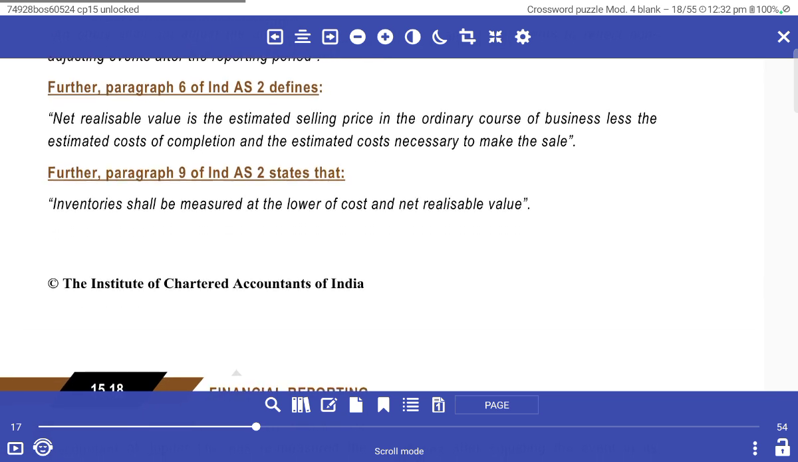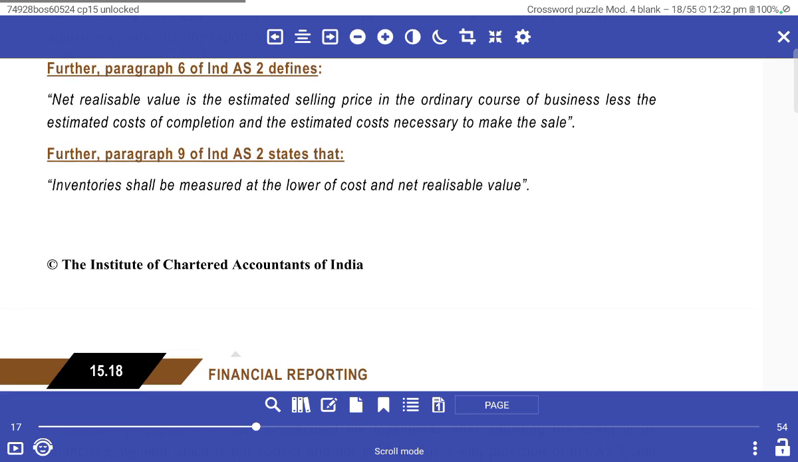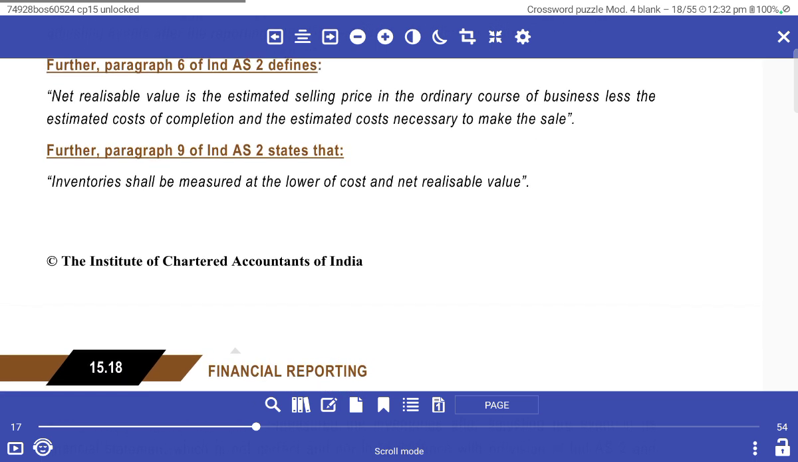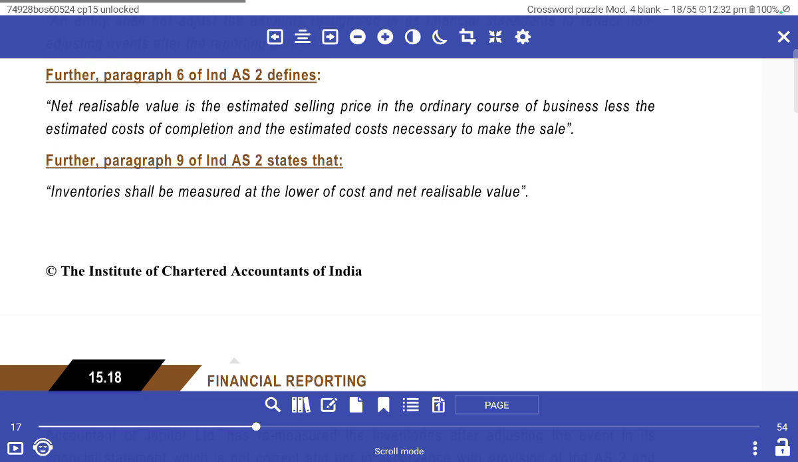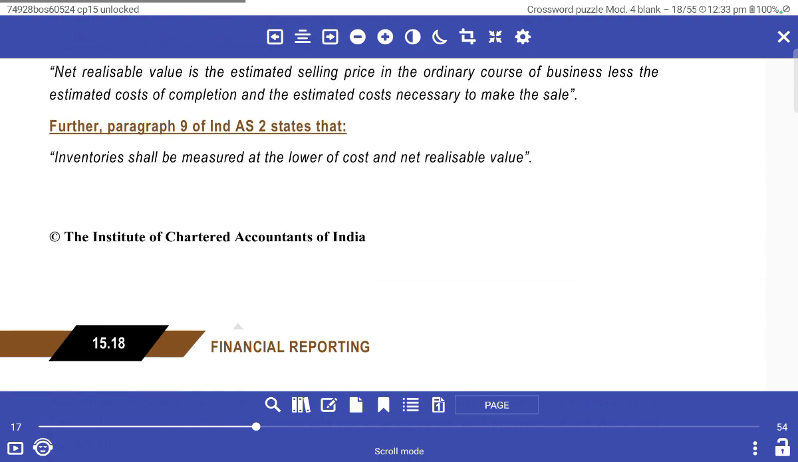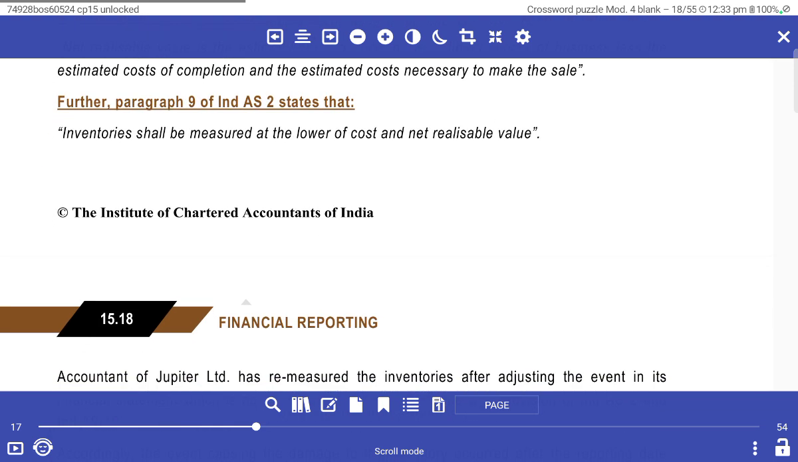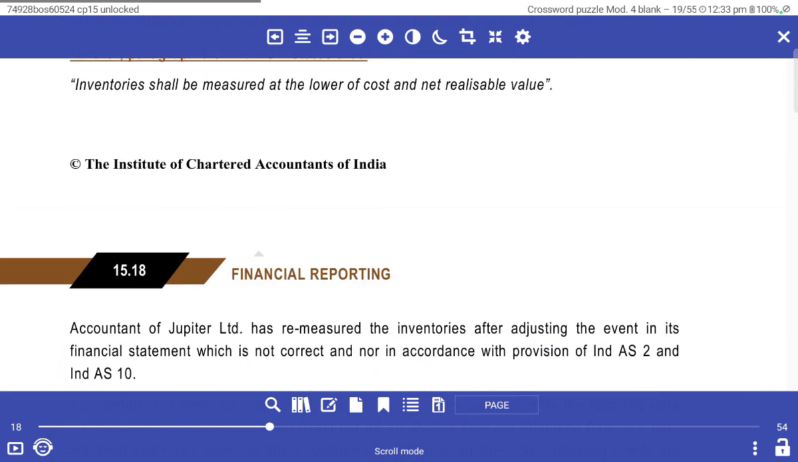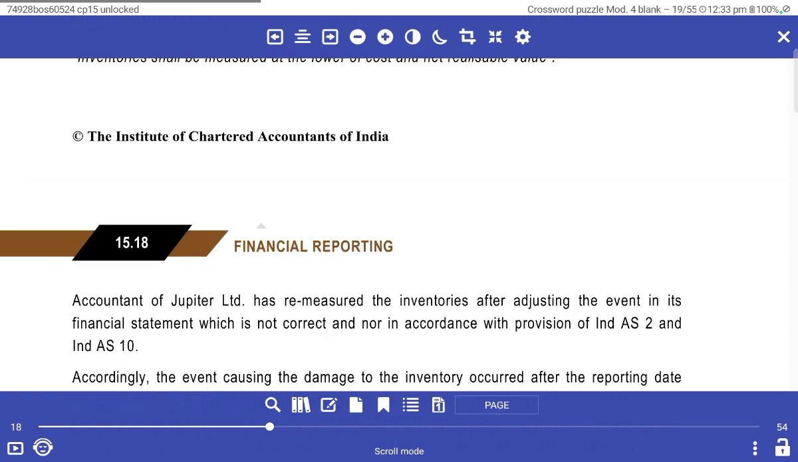Further, paragraph 6 of NDAs 2 defines net realizable value as the estimated selling price in the ordinary course of business less the estimated cost of completion and the estimated costs necessary to make the sale. Para 9 of NDAs 2 states that inventory shall be measured at the lower of cost and net realizable value.